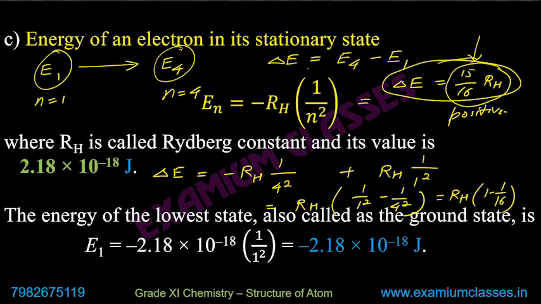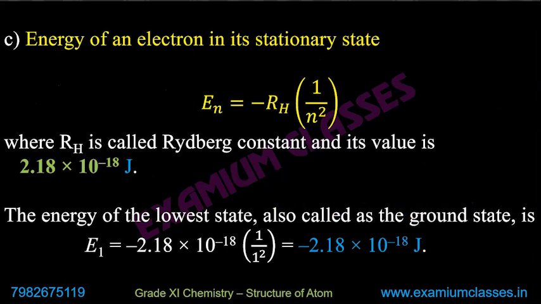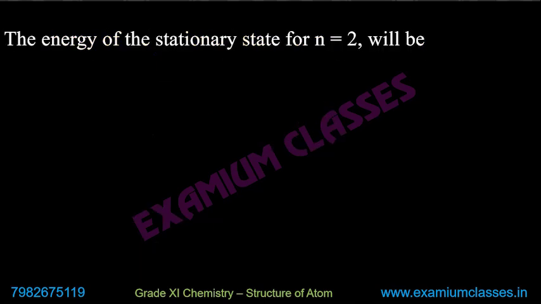Then we can use this formula simply like RH bracket 1 by n initial square minus 1 by n final square, to calculate the difference in energy. So you need to remember that delta E should be as per convention in chemistry. Whenever you provide energy to the atom or atom absorbs energy, it will be positive. If energy is released, it will be negative.